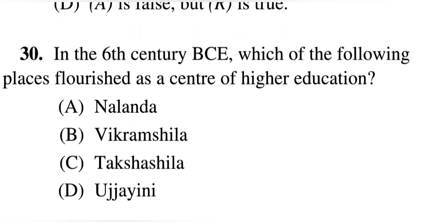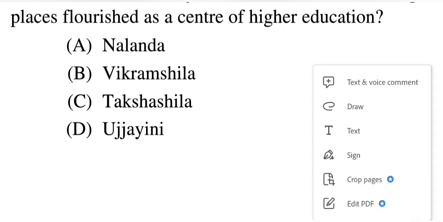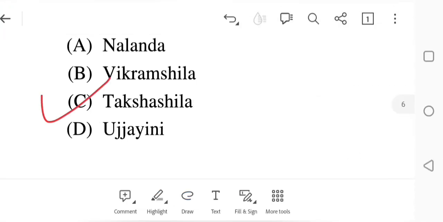Number 30, it says, in the 6th century BCE, which of the following places flourished as a center of higher education? Many questions will be asked related to higher education in India, especially the history of higher education in India and how it has evolved into today's position. Nalanda, Bikramshila, Takshila, Ujjaini. Number 30. Correct answer will be, in the 6th century BCE, Takshila is the place which flourished as a center of higher education. Takshila. You must have heard about Takshila in your history book.